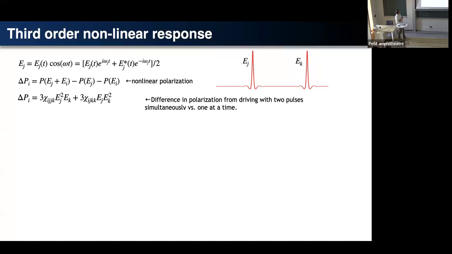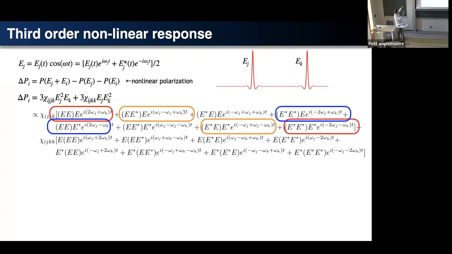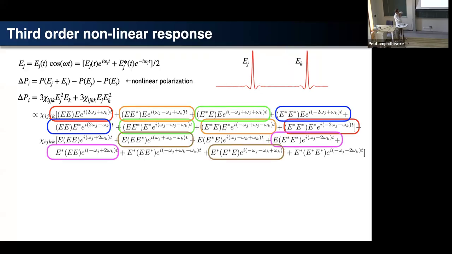Imagine the polarization we make with two pulses at the same time, minus the polarization of one pulse by itself, minus the other pulse by itself. We can take this, and if we're driving a system with a chi3 susceptibility, it has that form, and I can take this electric field and plop it into here and multiply it out, and I get a big mess. It's not quite as bad as it looks because everything is coming in complex conjugate pairs. So it's only half as complicated as it looks.